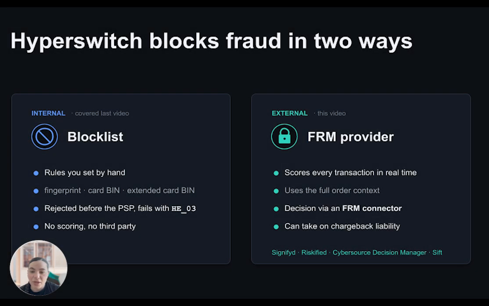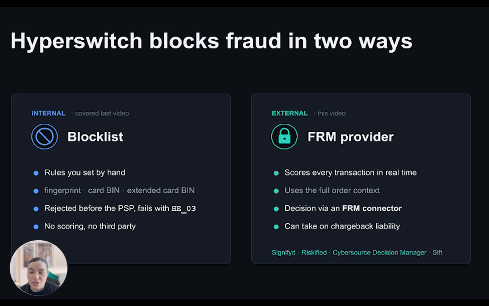Hyperswitch blocks fraud in two ways, and they work very differently. The first one is internal, and we covered it last video, the block list. With the block list, you decide exactly which cards to stop. You block a fingerprint, a card bin, or an extended card bin, and Hyperswitch rejects that card before the authorization ever reaches the PSP. The payment just fails with HE03. In this case, there's no scoring and no third-party review. These are rules you set by hand.